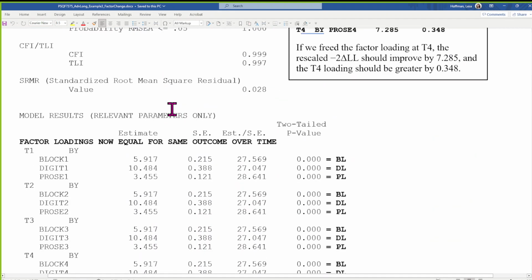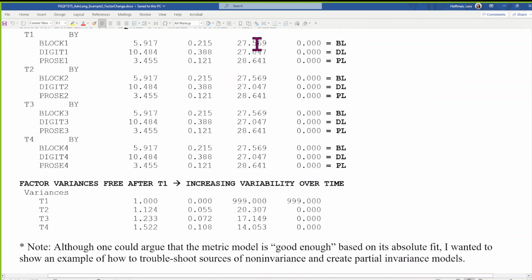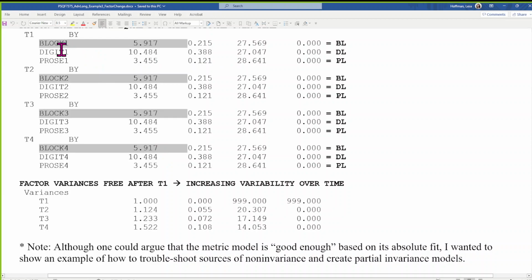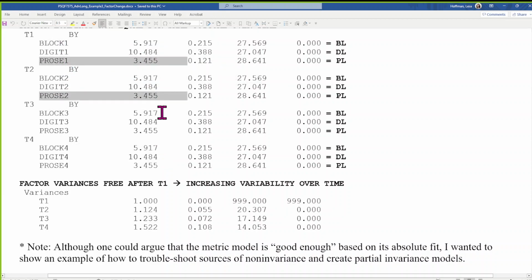But here's the output that's relevant to us from the full metric invariance model. So when you're doing this, by the way, always check your output to make sure that the constraints you asked for are actually there. Mplus sometimes doesn't understand. So this 5.9 is the loading for block design at every occasion. 10.4 for digit span, and prose recall is 3.4. So it wants to be higher by like 0.3. I can live with that.